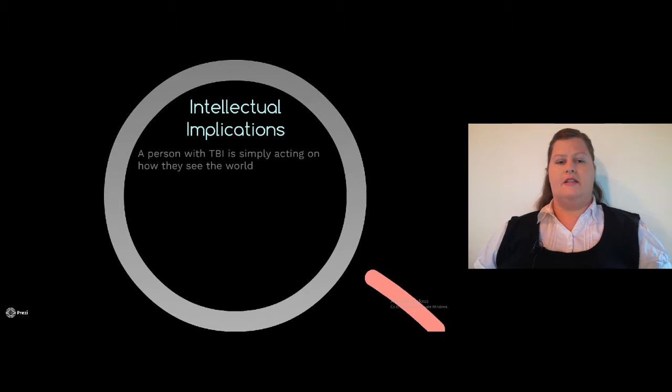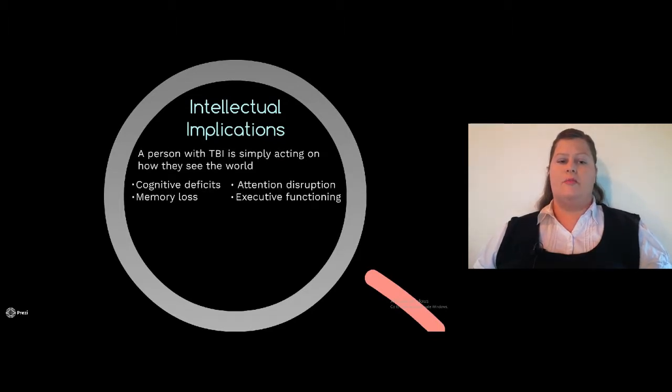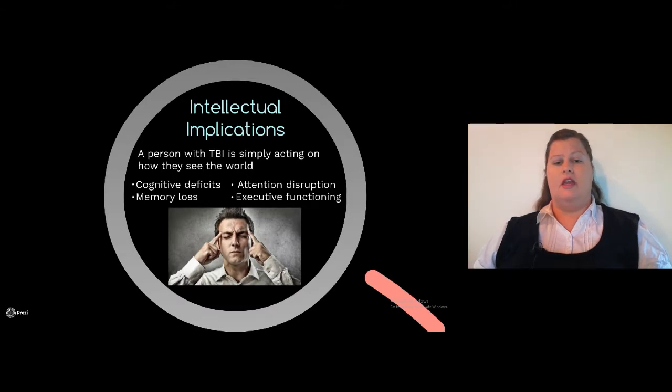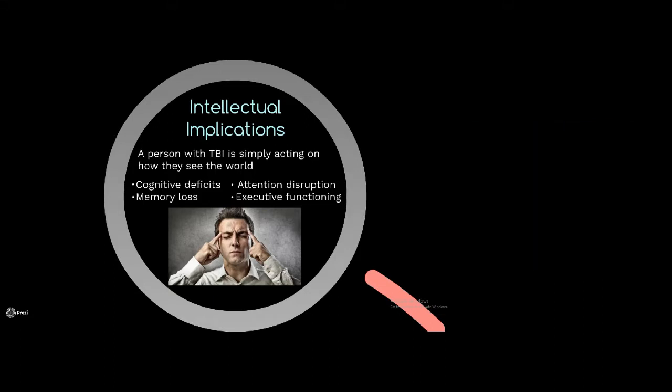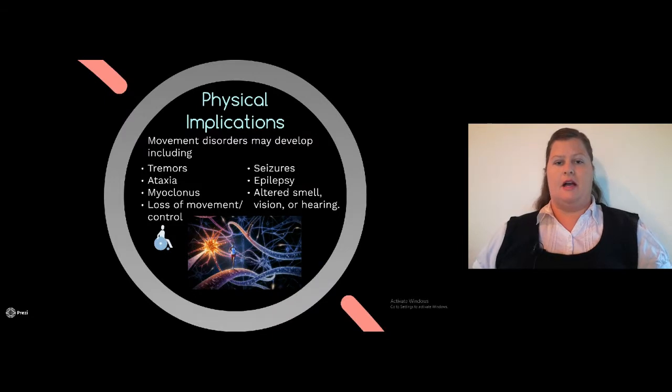A person with TBI is simply acting on how they see the world. Cognitive impairments due to TBI are very common, even in mild cases. Disturbance of attention, memory, and executive functioning are the most common neurocognitive consequences of TBI at all levels of severity. Disturbances of attention and memory are particularly problematic as disruptions of these relatively basic cognitive functions may seem to exacerbate more complex cognitive processes. Movement disorders that may develop after TBI include tremor, ataxia, which is uncoordinated muscle movements, myoclonus, which is shock-like contractions of muscles, and loss of movement range and control, in particular the loss of movement repertoire.